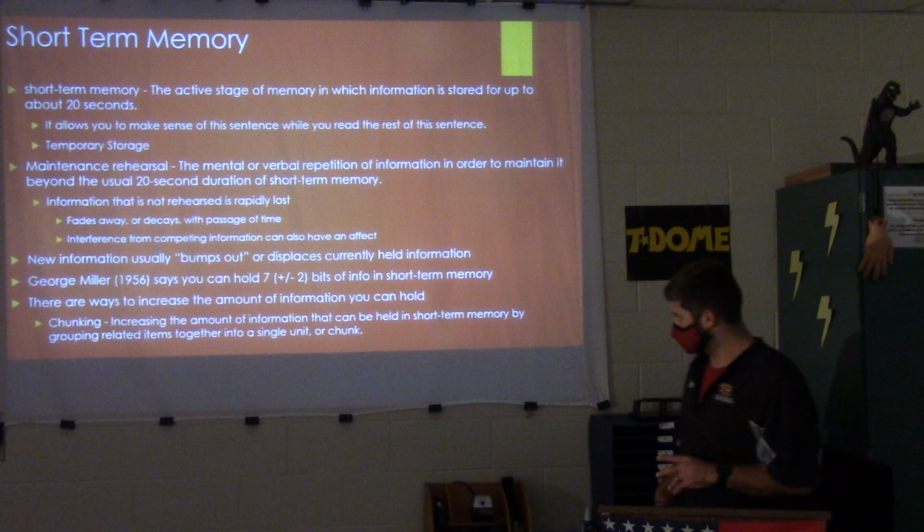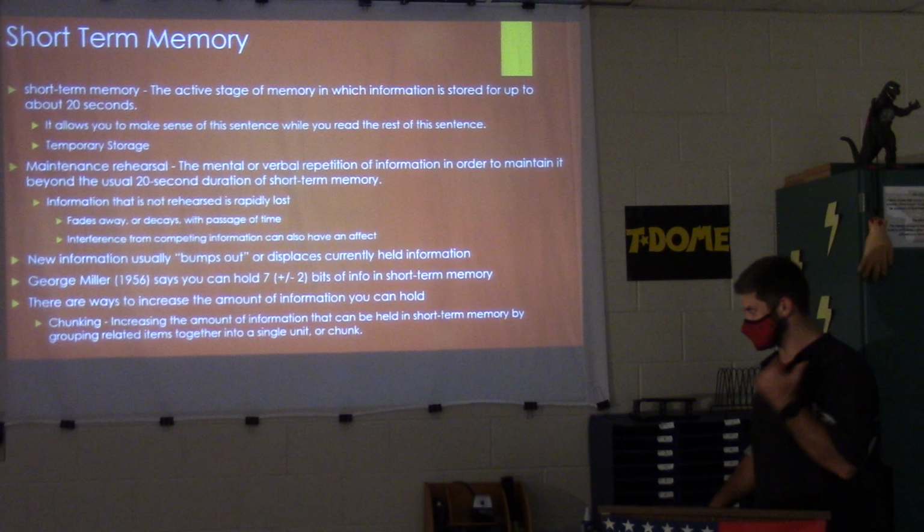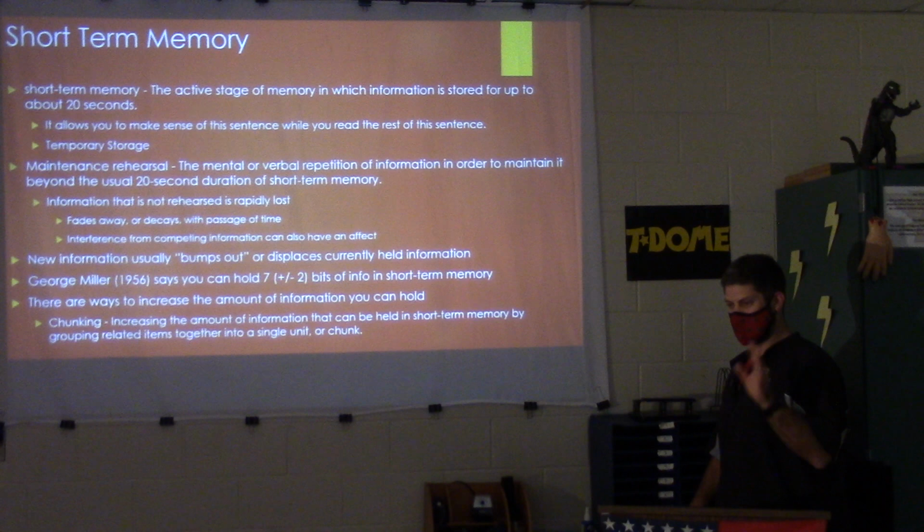There are ways to increase the amount of information you can hold, and that's called chunking. Chunking is increasing the amount of information that can be held in short-term memory by grouping related items together in a single unit or chunk. That's why credit card numbers are the way they are. They're chunked into four four-digit numbers. The same goes for telephone numbers and Social Security numbers.